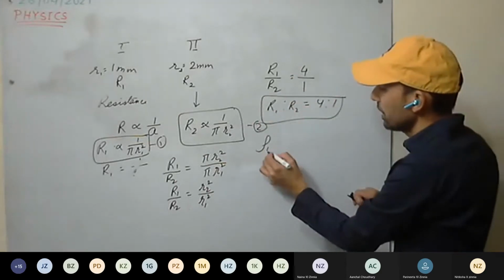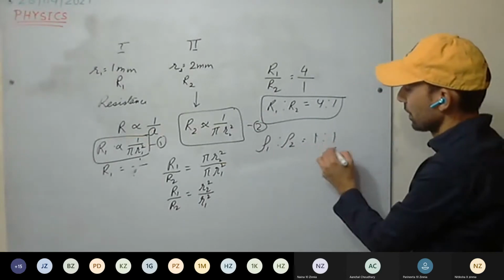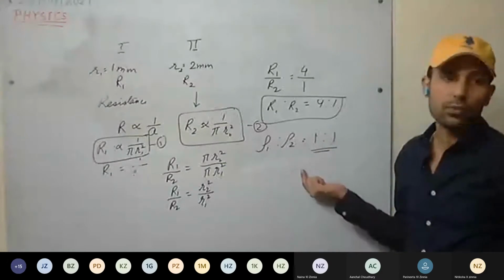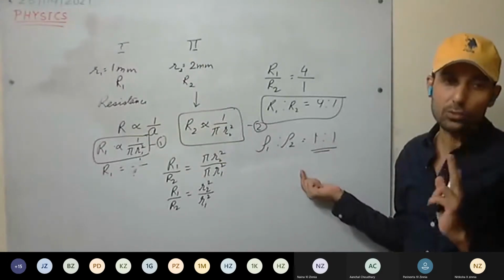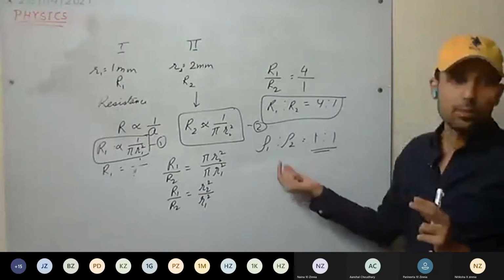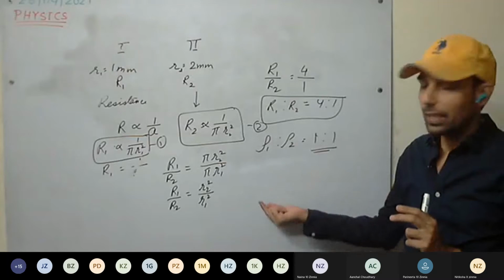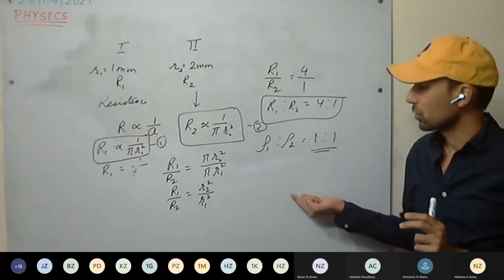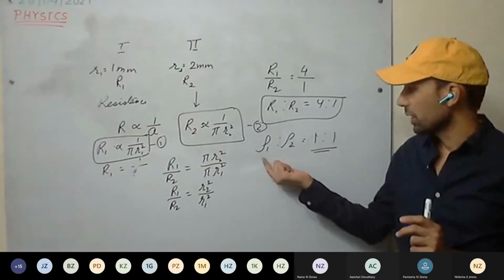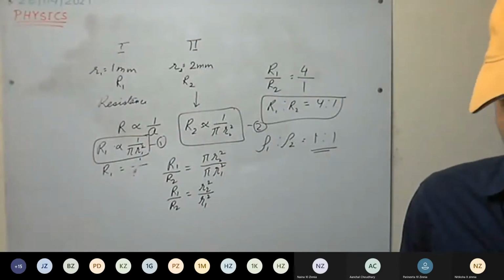And what about resistivity? Rho 1 to rho 2 will be the same because resistivity is the characteristic of the material. It depends only on two factors: first, the material, which material it is, as it is a characteristic property of the material; second, temperature. Here both the resistances are of the same material. Therefore, resistivity is the same. Understood?